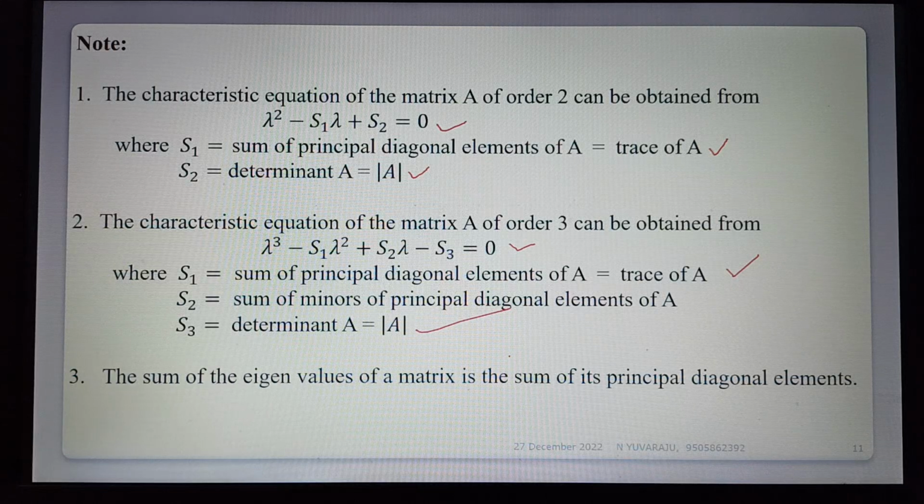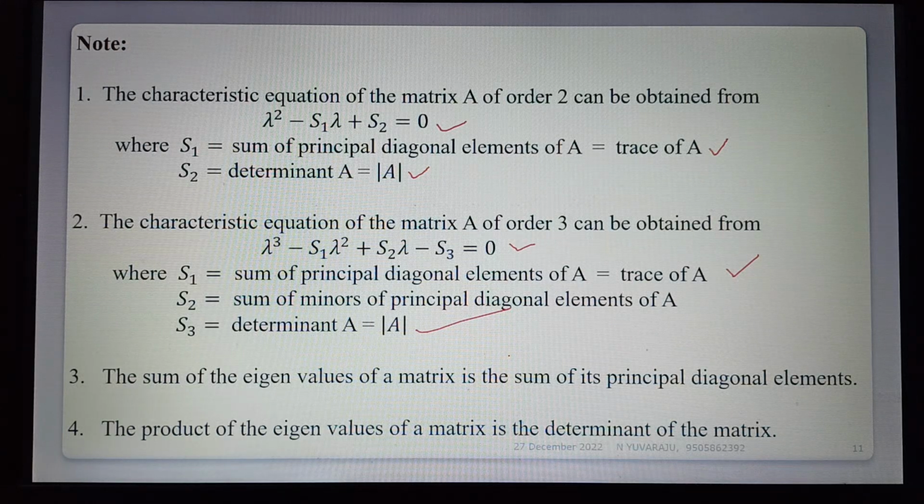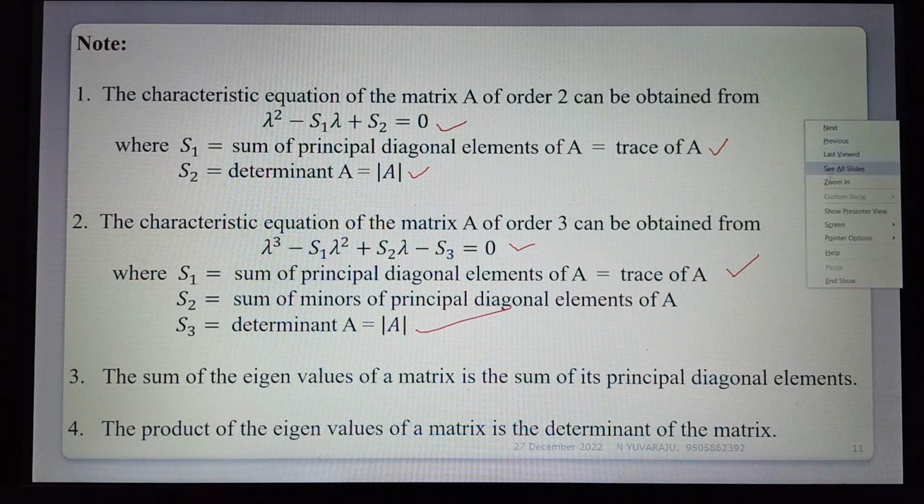Okay. So next, the third one: the sum of the eigenvalues of a matrix is the sum of its principal diagonal elements. The sum of the eigenvalues is equal to trace of A. Next, the product of the eigenvalues of a matrix is the determinant of the matrix, that is, the product of the given eigenvalues is equal to the determinant of the given matrix. These are two properties.